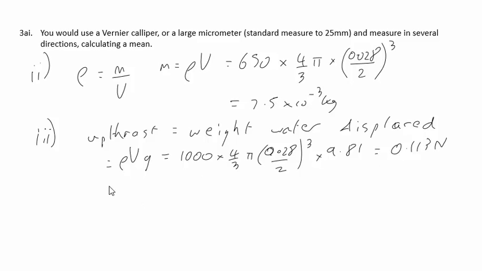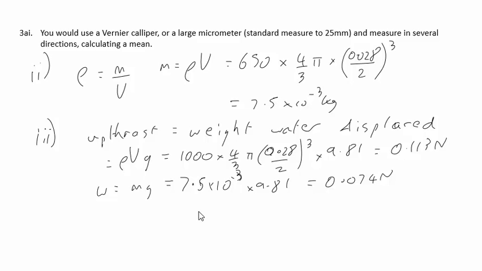The weight of the ball is mass times gravitational field strength, which is the mass we found a minute ago, 7.5 times 10 to the minus 3 kilograms times 9.81, which comes out at 0.074 newtons.